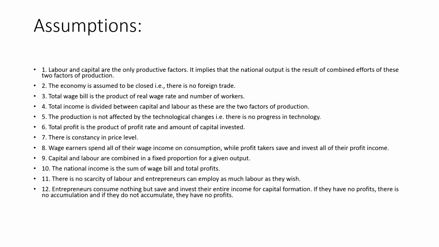The price level is assumed to be constant, and the wage earners are assumed to spend all their wage income on consumption, while profit takers are considered to save and invest all their profit income. Capital and labor are considered to be combined in fixed proportions for a given level of output, and national income is the sum total of the wage bill and total profit.